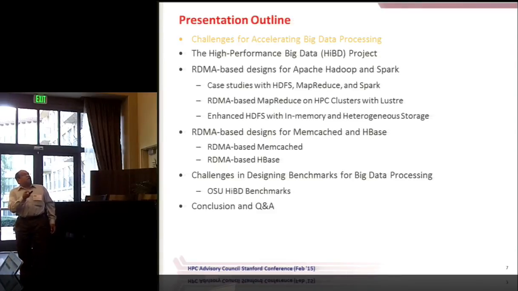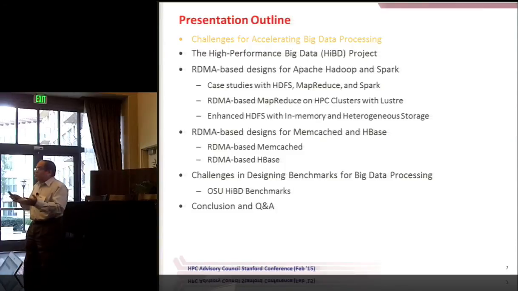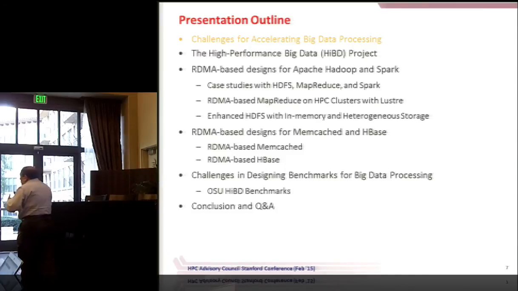So I'll start with some of the challenges here, and then I'll try to introduce the project I mentioned, HiBD, High Performance Big Data, around 2.5 years back. Then I'll try to show you some case studies. First, I'll start with the case studies with the traditional Hadoop, with different components, how we have accelerated HDFS, MapReduce, and Spark. Then the second one is a new trend that is coming. People want to use MapReduce only with HPC clusters. There are so many HPC clusters with Lustre, so you don't have to really go through HDFS. You can try to use the default MapReduce, but with Lustre. So there we want to explore how we can accelerate that.